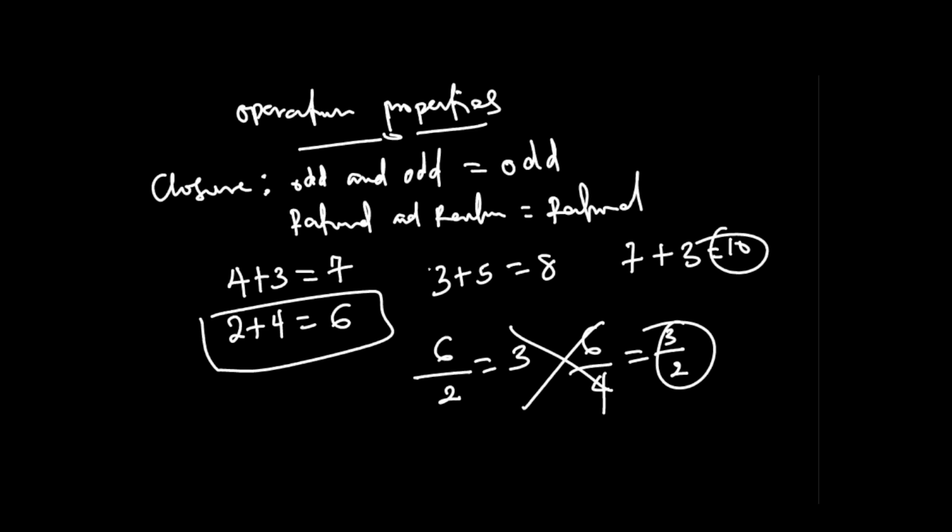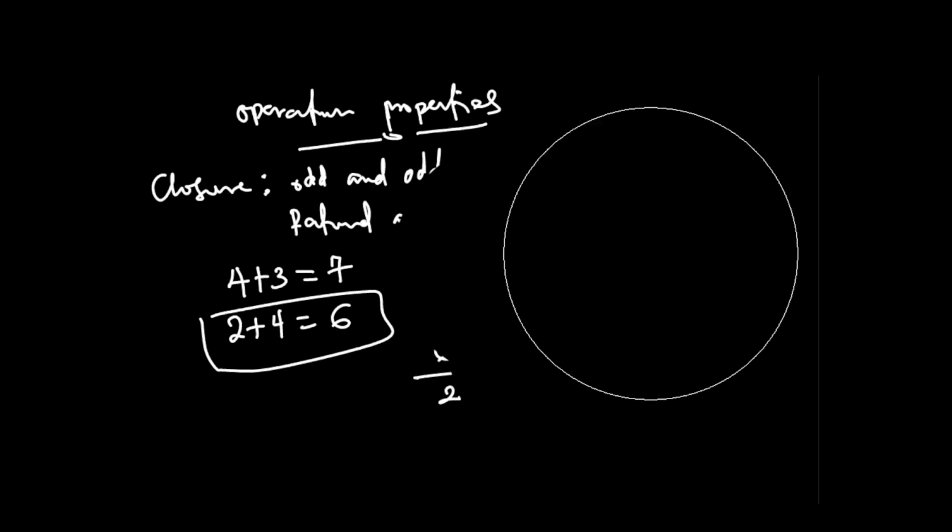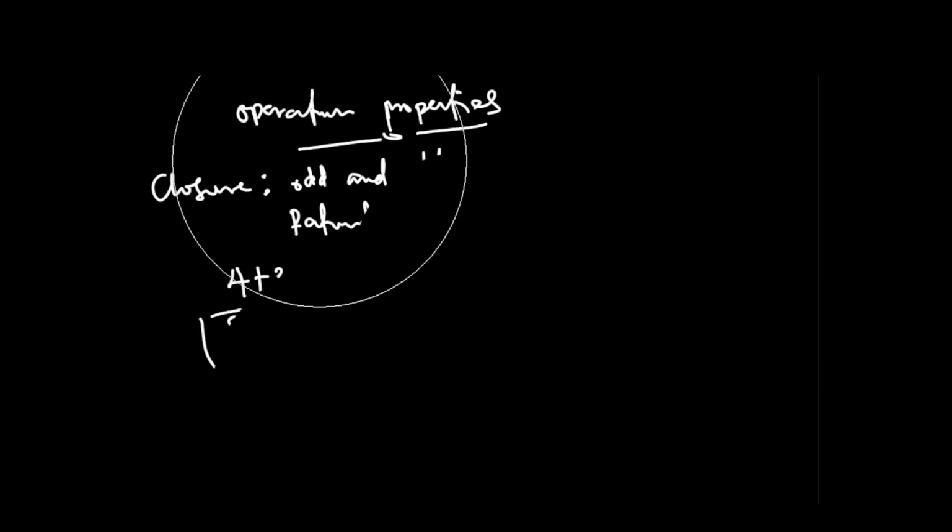It has to work for both. Okay? So that's that about closure. So the next one is what we refer to as identity. When we say identity, what is an identity? An identity is a number added to or multiplied by another number such that the number does not change.